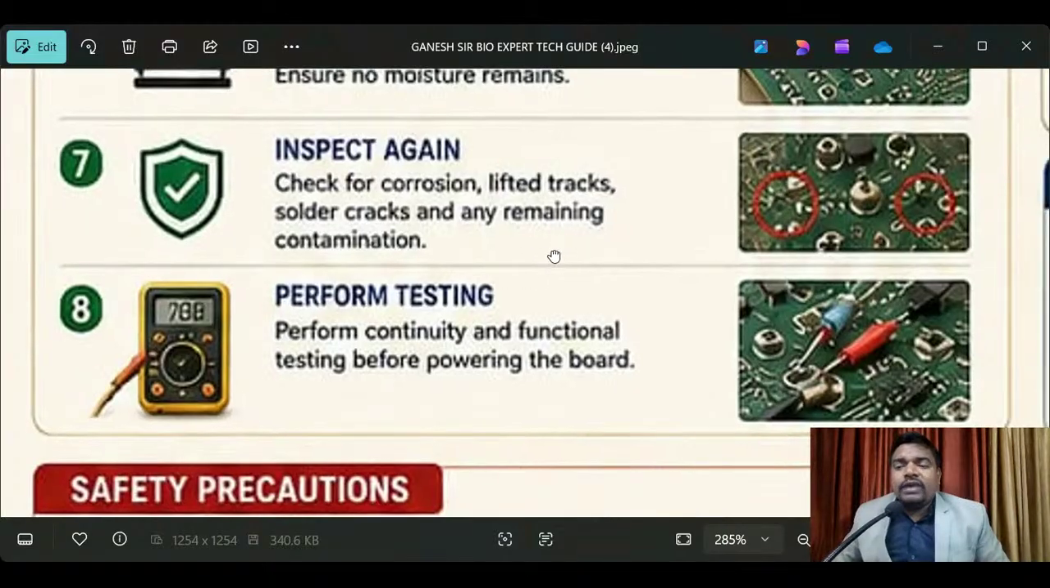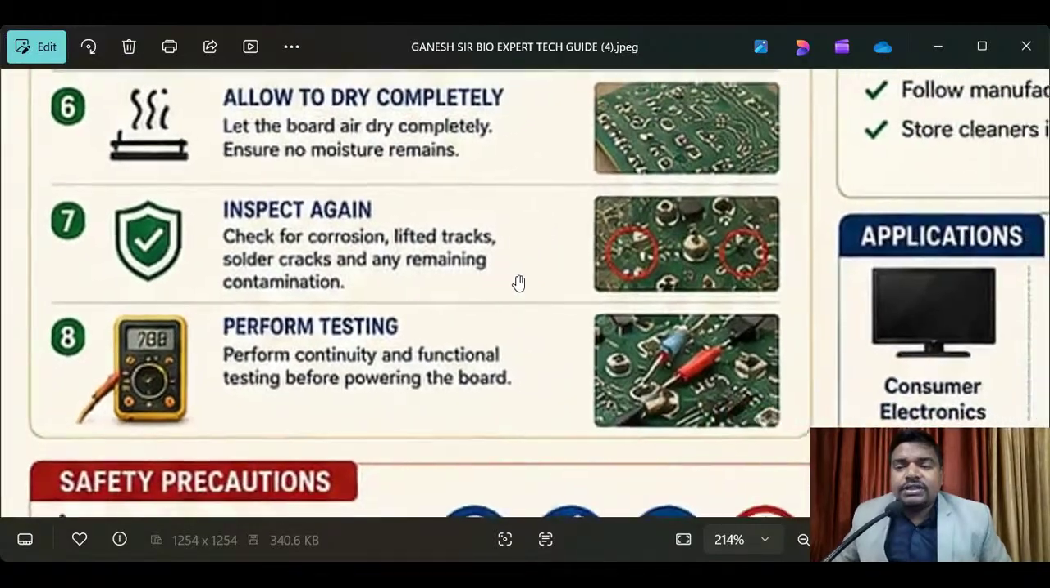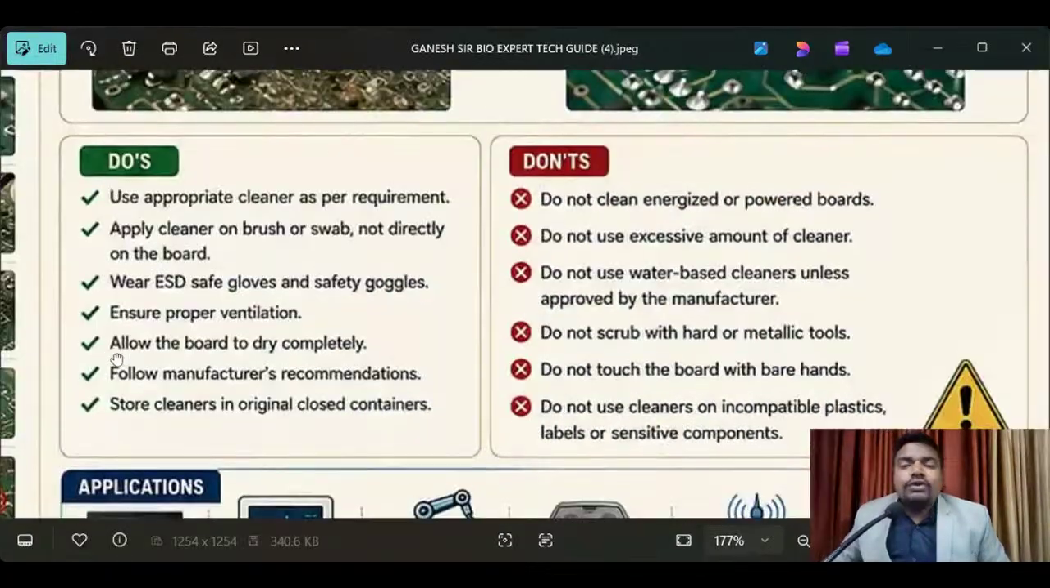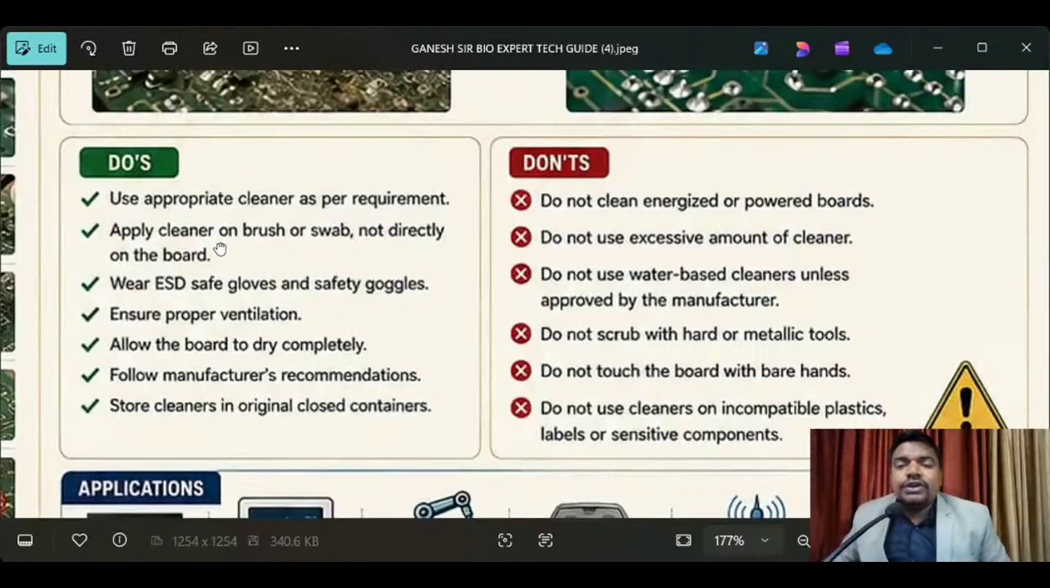I hope you got it, till what I have explained here. Yes, yes. Now come here. For every point I'm going to show you do's and don'ts. I'm going to show you, very important.